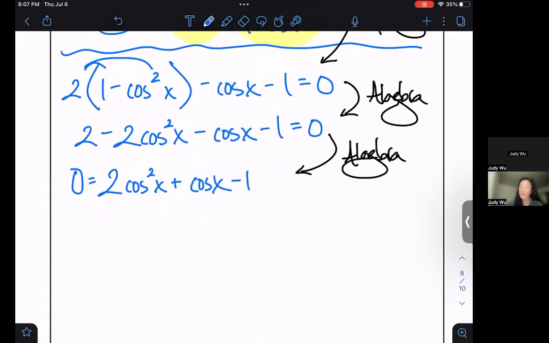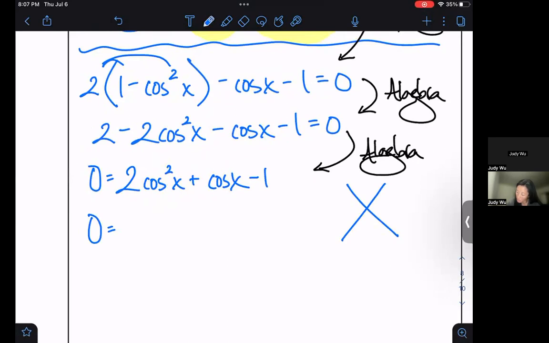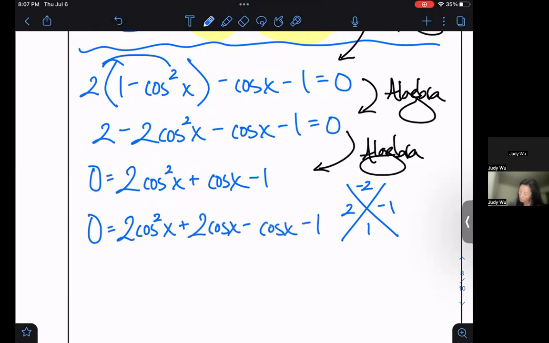All right, now I got to go ahead and factor, all right? So 0 equals, let's see, I got to think about how to split this middle term, how to write it in a clever way. So maybe I do my factoring off to the side here. I want 2 times negative 1, which is negative 2. So numbers that multiply to make negative 2, but add to make 1 are 2 and negative 1. So really, I can write this as 2 cosine squared x plus 2 cosine x minus cosine x minus 1.